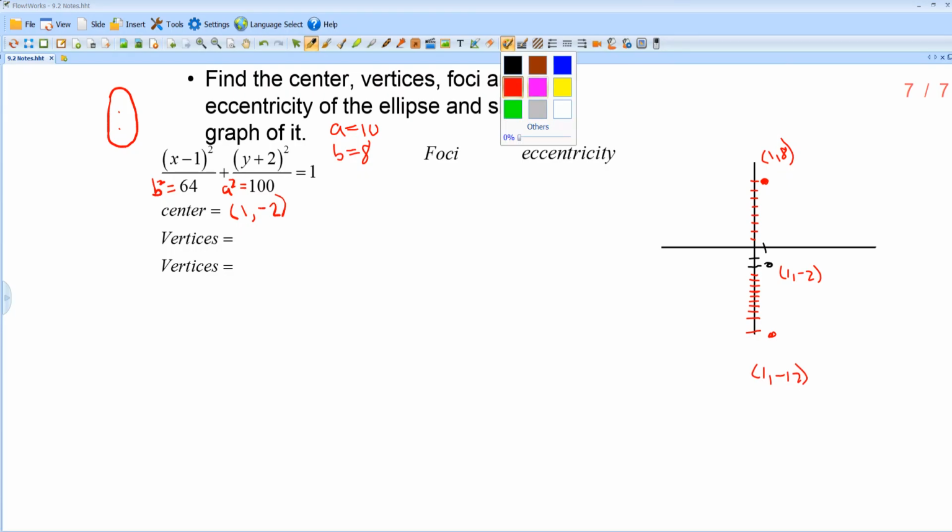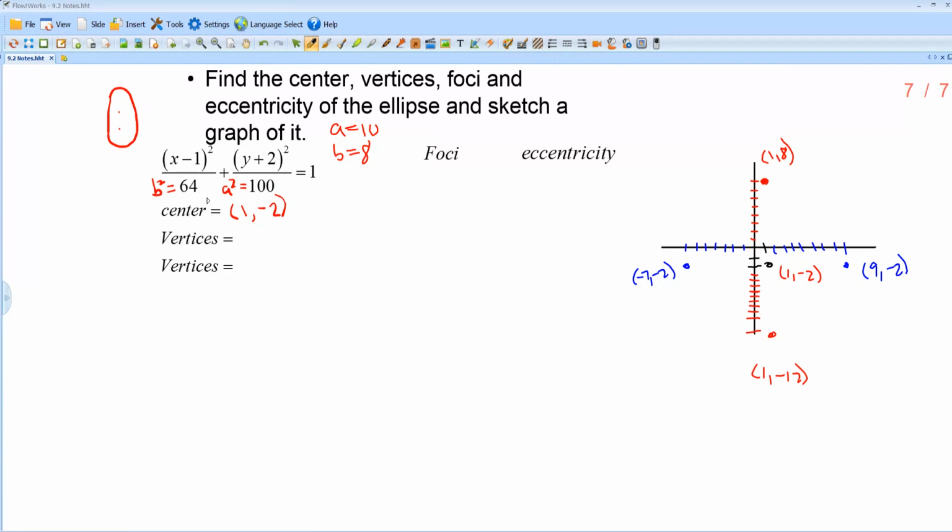Next, I'm going to go left and right, 8. So I'll go 1, 2, 3, 4, 5, 6, 7, 8. Did I just count that wrong? 1, 2, 3, 4, 5, 6, 7, 8. There we go. And have 9 comma negative 2. And 1, 2, 3, 4, 5, 6, 7, 8. To have negative 7 comma negative 2. All right, so we can sort of see the ellipse that's happening here.